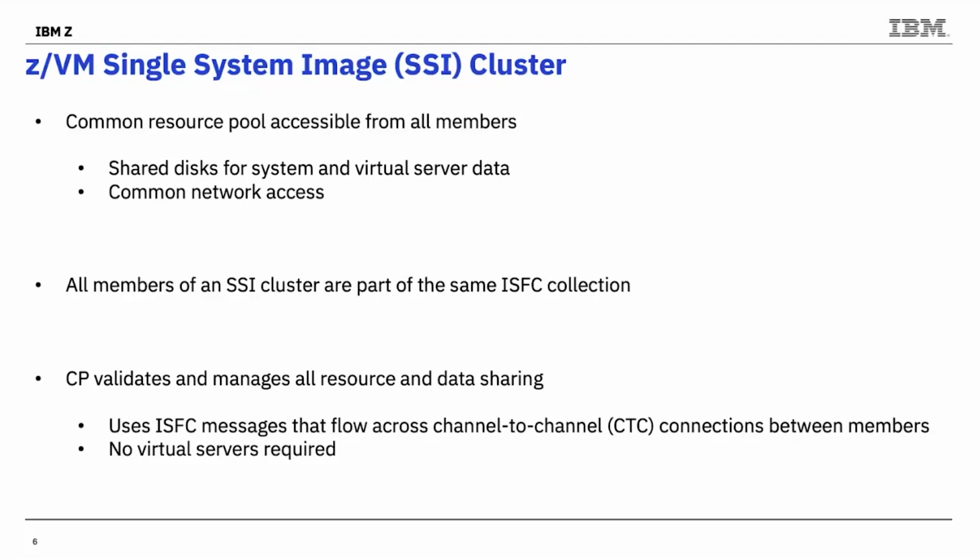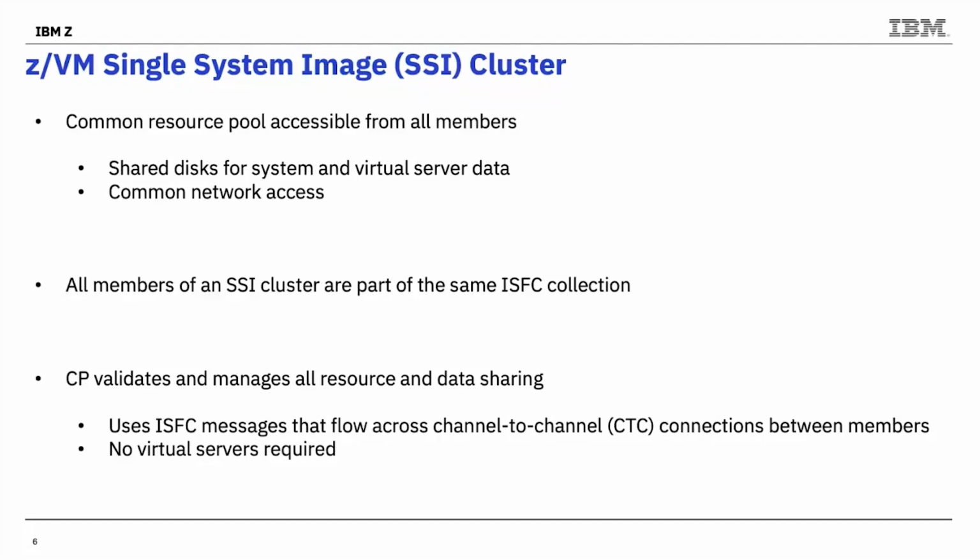Now, to achieve this clustering and sharing, one of the key things that we need is the ability to talk with members of our cluster. So that is done by making sure that all members are part of the same ISFC collection. I know we love acronyms in IBM, so ISFC is another one in the toolbox. It stands for Inter-System Facility for Communication. Basically what it means is that we have to have channel-to-channel or CTC connections from each system to each other system so that we can talk to whoever we need to.